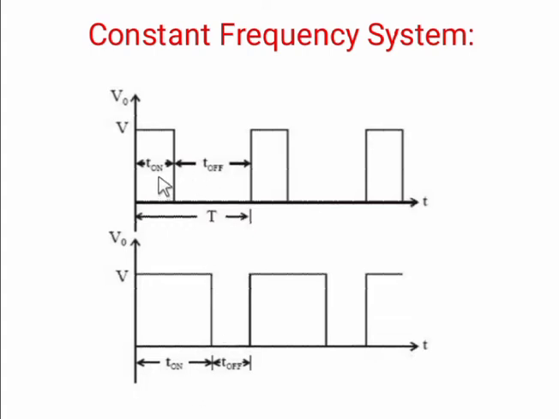The total time T, T on plus T off, is the same, but in the constant frequency system the T on time is changed. Here the T on time width is less compared to this one and the T off time is higher in this system compared to this one. So by changing the T on time and T off time, we can change the pulse width. By changing the pulse width, we can change the duty cycle, and by changing the duty cycle, we can change the output voltage. This system is known as the constant frequency system.